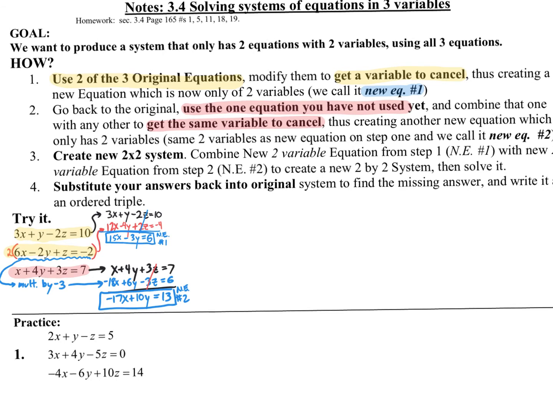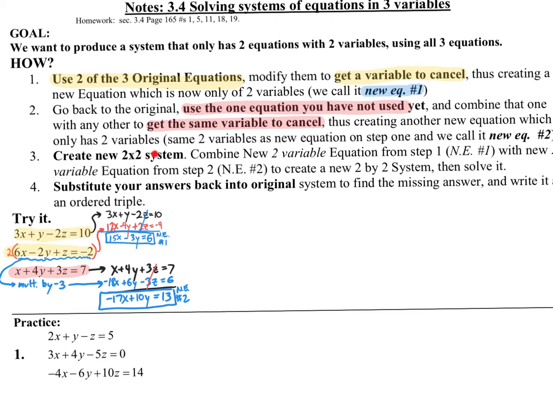All right, so once again, step 1, use 2 of the 3. Those are the 2 yellow ones. And we decided to cancel out z's. We modified one of them, and we got this new equation number 1. That was step 1. Step 2, go back, use the one you haven't used. That's this red one. I rewrote it. And then I modified the middle one to get the same variable to cancel, creating a new equation number 2. Now we're on to step 3. What does that say?